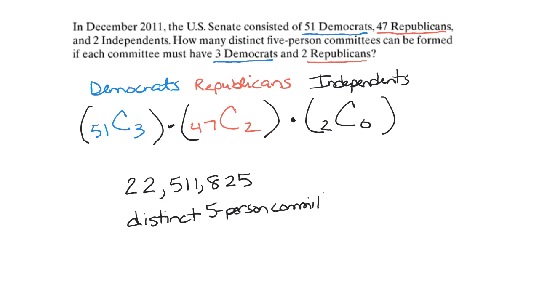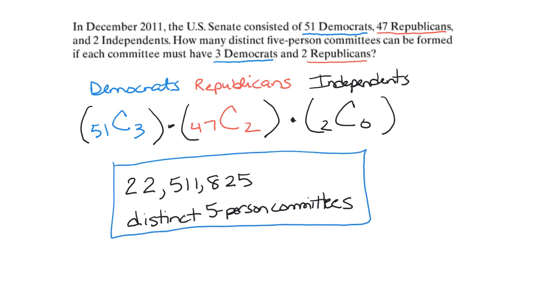That is a lot of variety in the committees there. All right, so make sure that you're noticing that we have a combination because order does not matter. It just says choose 3 Democrats. So we're going to find that combination. Choose 2 Republicans, and that will satisfy our 5-person committee. And we're going to choose 0 independents. So carefully read and make sure you remember to multiply.